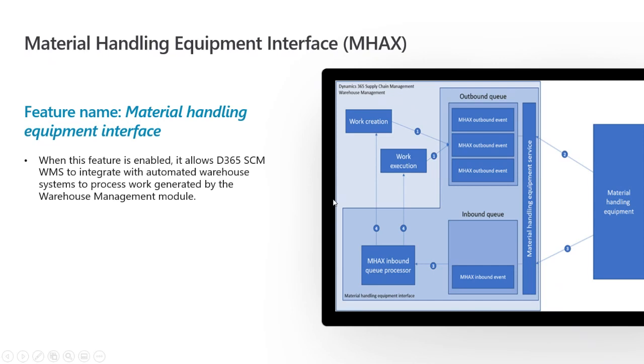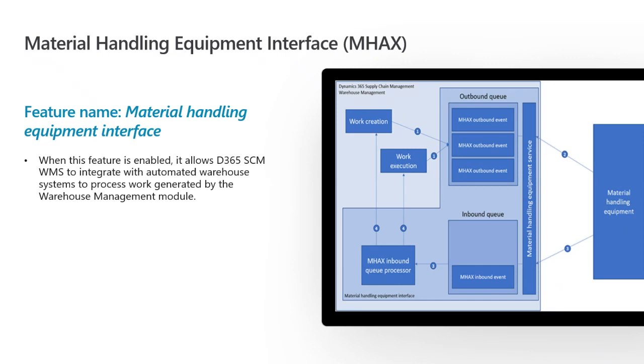So you can see in the graphic on the right-hand side that we're showing the flow of the work being created in Dynamics 365 Warehouse Management, that work being added to an outbound queue. The architecture of the Material Handling Equipment Interface is run through business event triggers. So the outbound queue holds all those outbound events from the work creation, and then the material handling automated equipment can pick up those outbound events, process them, and send the updated information back to the inbound queue. As soon as it hits that inbound queue, that's another business event trigger for the interface to process that and update our work records within Dynamics 365 Warehouse Management.